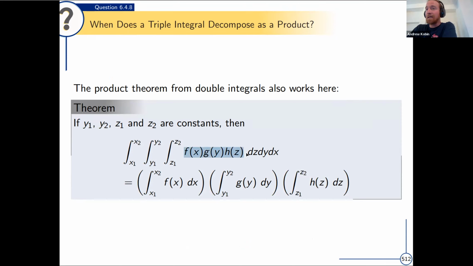can be factored as 3 single variable functions, f of x, g of y, and h of z, then we can split up this triple integral into the product of 3 single variable integrals, each of the variables with respect to their own variable bounds.